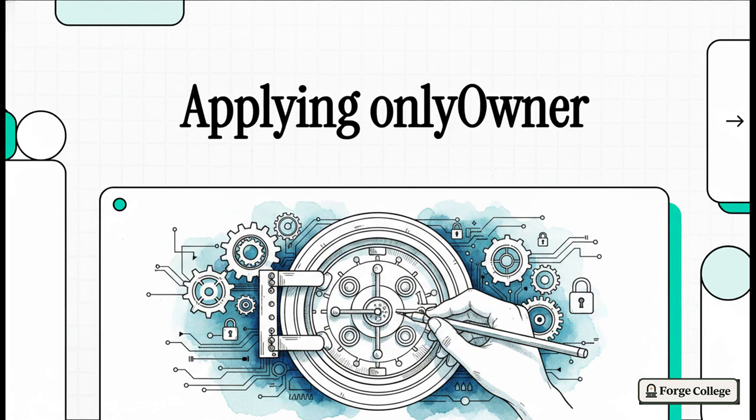Okay, let's just dive right into this explainer. Today, we're looking at applying the onlyOwner modifier. Look, if you're building smart contracts, you are essentially building an unhackable digital vault. And today we're going to learn exactly how to install the locks.